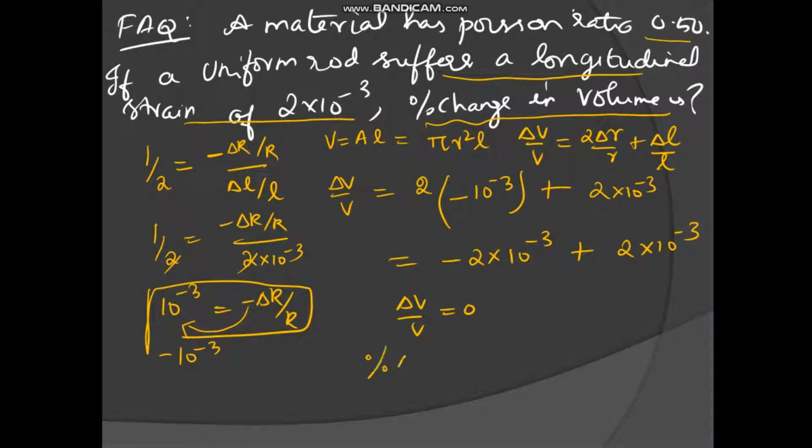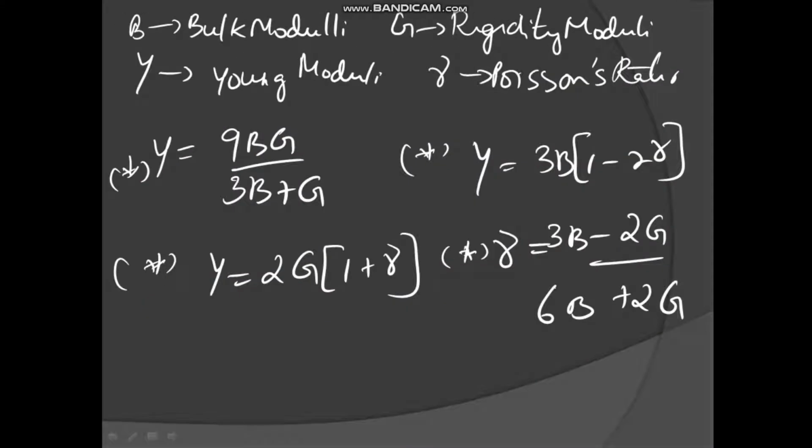Percentage change in volume is multiplying it by 100. So which is 0 into 100, that is also 0%. So percentage change in your volume is 0%. It is a previous year question and the most commonly asked question. So you must remember it.